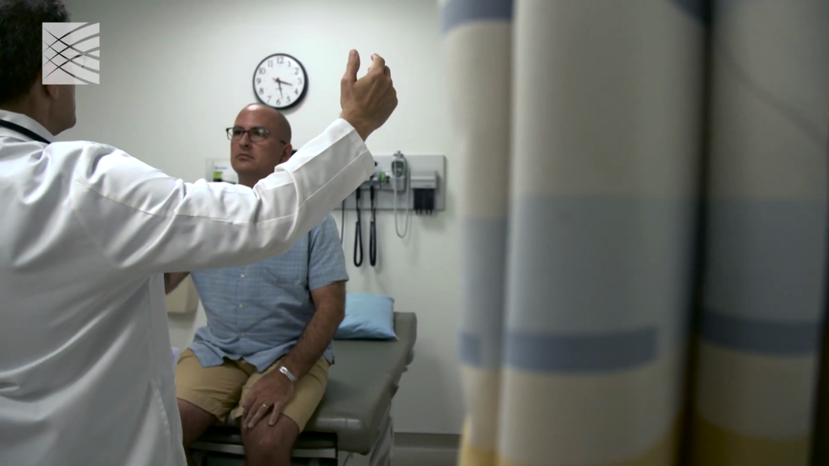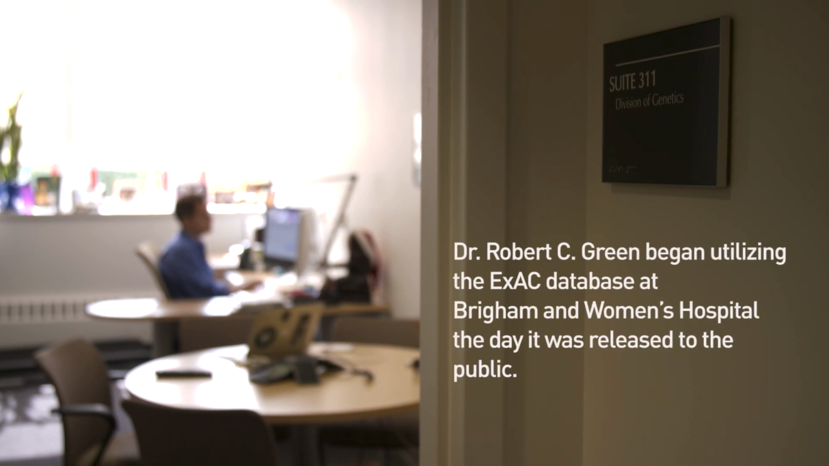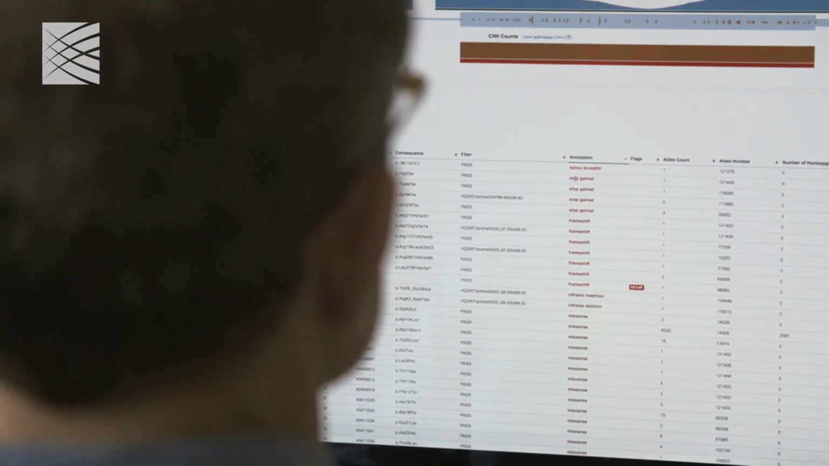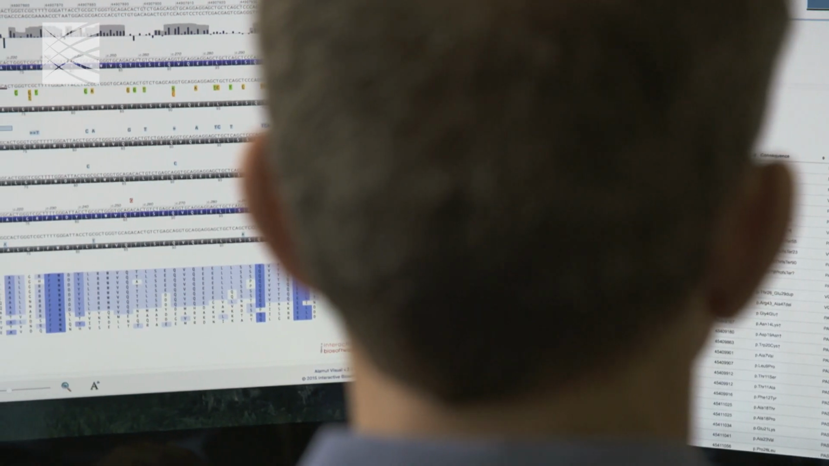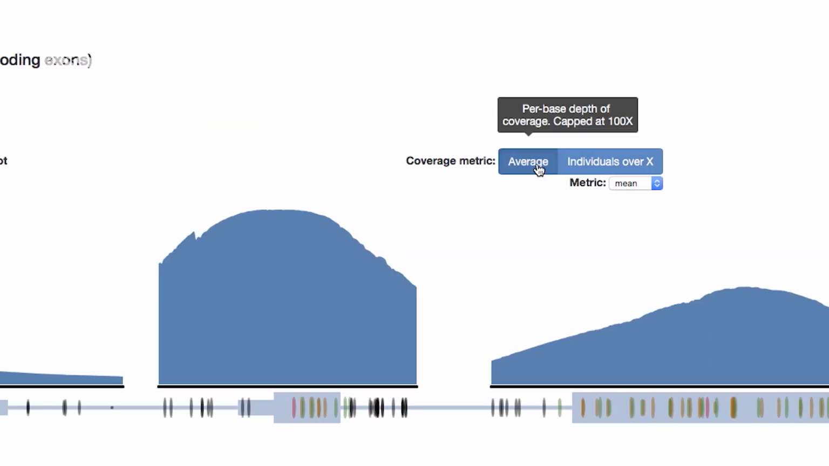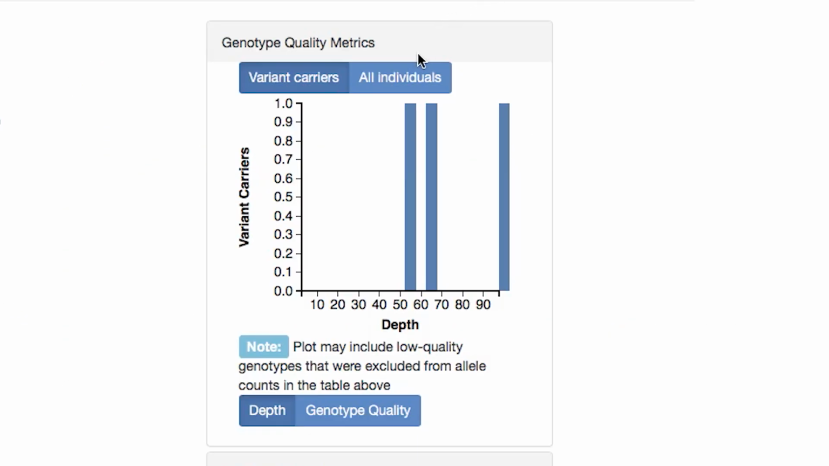So I'm a clinical geneticist and I see the patients and often have to decide which genetic test to order and how to discuss the results with them. The ExAC database gives us a sense of which variants are more common in which ancestral groups. And it gives us a sense of which variants are more likely to be loss of function variants and therefore more likely to be disease causing than other types of variants that are not.